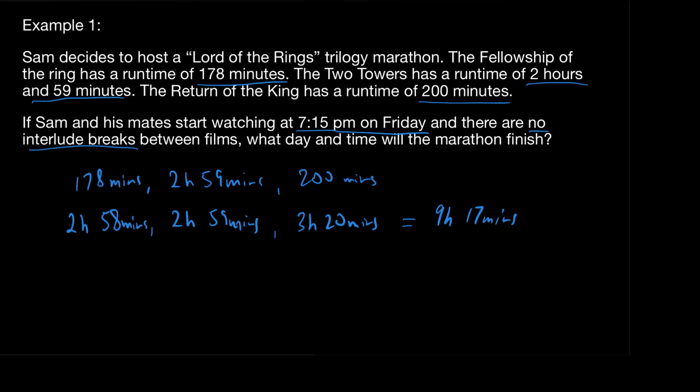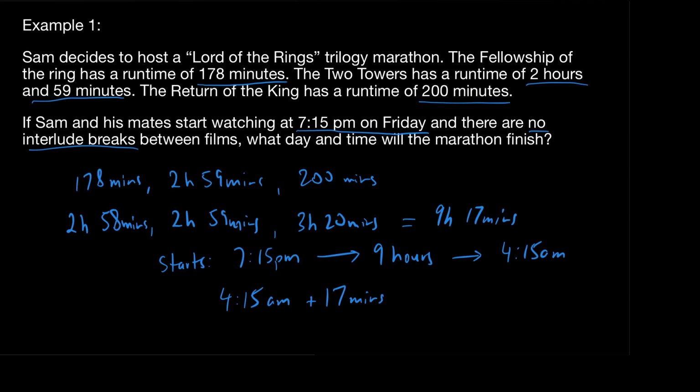So it starts at 7:15 p.m. on Friday. Let's say we go ahead 9 hours. Where do we end up? That will put us at 4:15 a.m. Then 4:15 a.m. plus 17 minutes, and that's going to be 4:32 a.m. on Saturday morning.